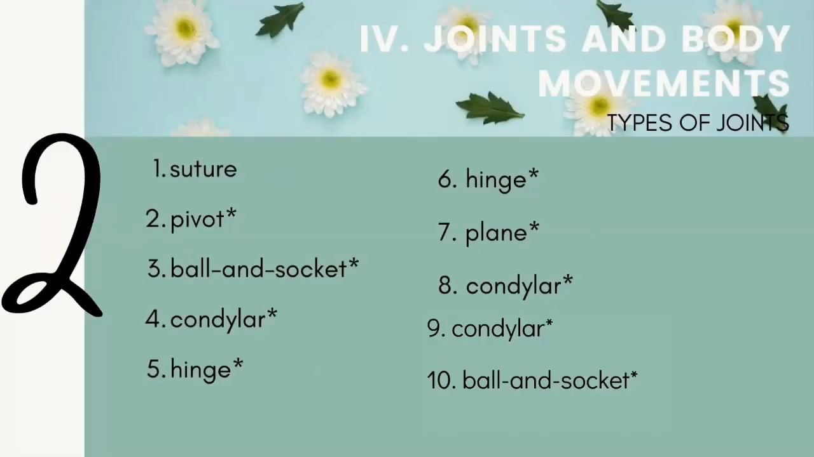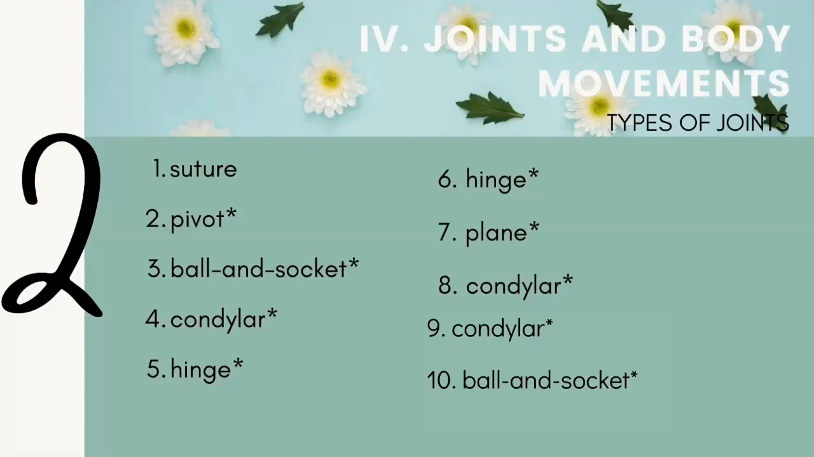And next is the matching of joint subcategories. Number 1, joint between most skull bones. Our answer is suture. Number 2, joint between the axis and atlas. Our answer is pivot. Number 3, hip joint. Our answer is ball and socket.